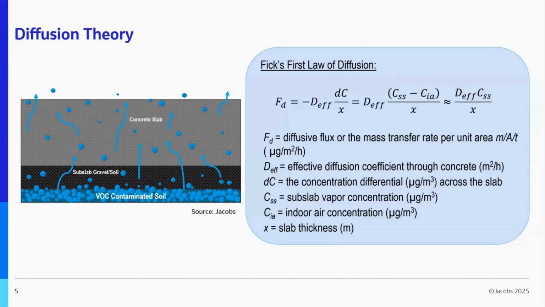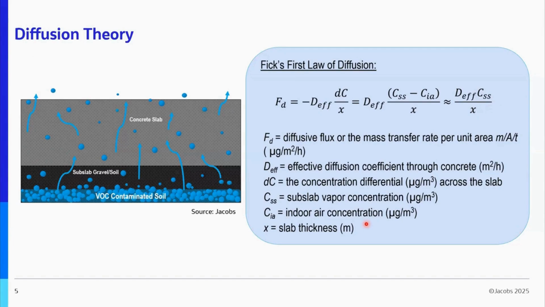So I'm going to skip to diffusion theory right now so we can talk a little bit about theoretical calculation of flux through a slab. So diffusion through concrete basically follows Fick's first law of diffusion, which is shown here in this equation. It's a differential equation, but it's actually a pretty simple one. And it gets even simpler when you realize that indoor air is basically negligible compared to the subslab, typically concentration-wise. So then Fick's first law really reduces to a simple four-term equation where the flux is equal to an effective diffusion coefficient times the concentration beneath the slab divided by the slab thickness.